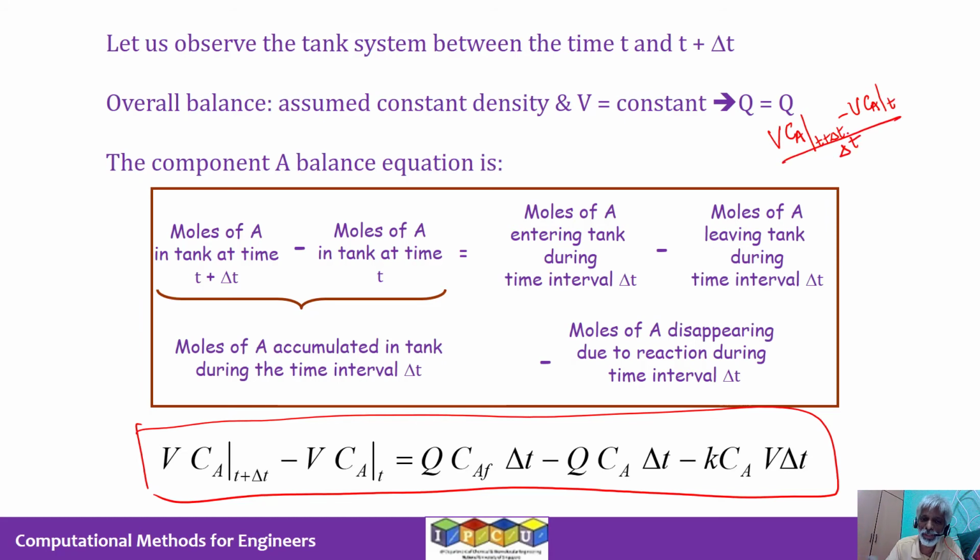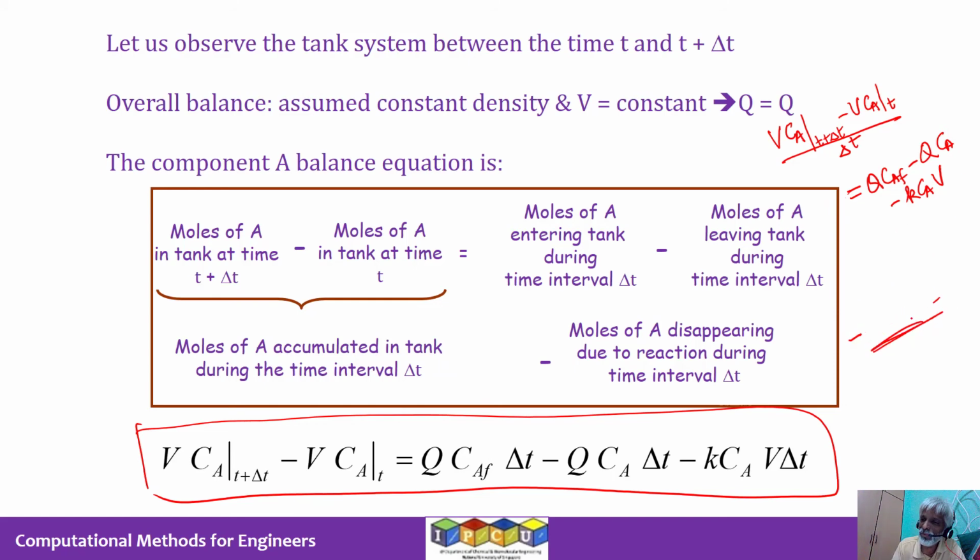So I'm dividing throughout by delta T. This is what happens on the left side. On the right hand side, you will have QCAF minus QCA minus KCAV. Please note that the constitutive relationship minus RA is equal to KCA has been used in this mass balance equation for species A. So this is how we build constitutive relationships.